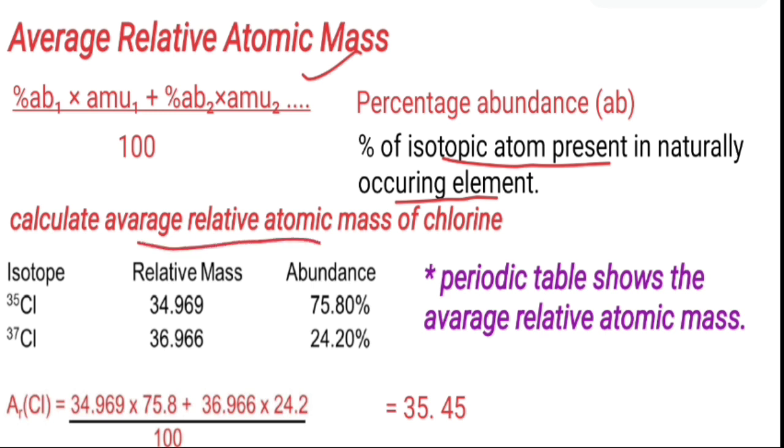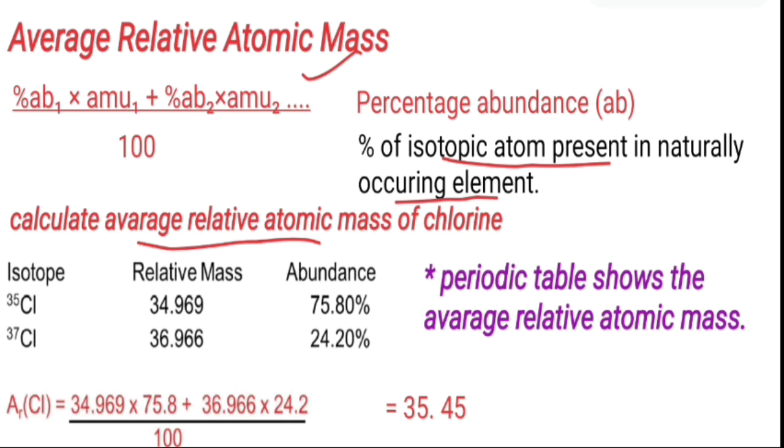What is the data given? Chlorine has two isotopes. One is chlorine-35, another is chlorine-37. Chlorine-35 has a relative mass of 34.969 and an abundance percentage of 75.80. Chlorine-37 has a relative mass of 36.966 and a percentage abundance of 24.20.